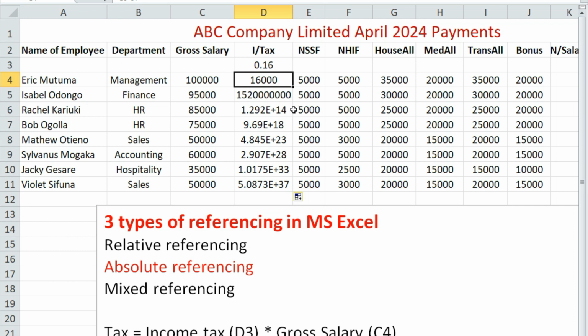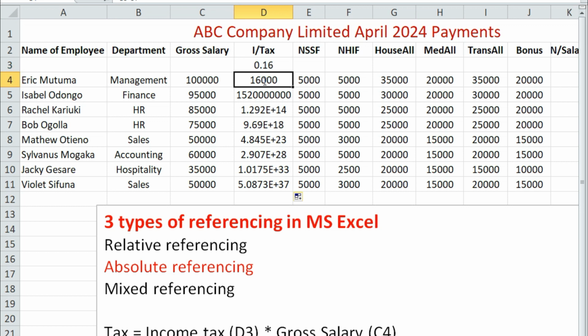The computer thinks now that is the drill. This times this times this times this times this. That's how it works. But to make this a constant, fixed and not changing, we have to introduce a $ sign to the formula.